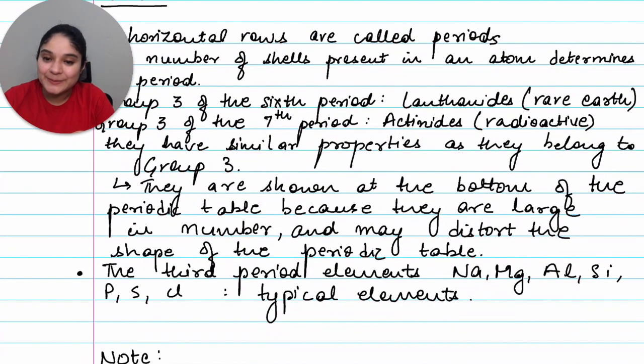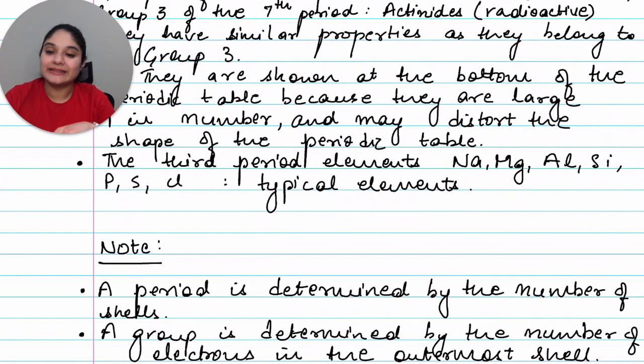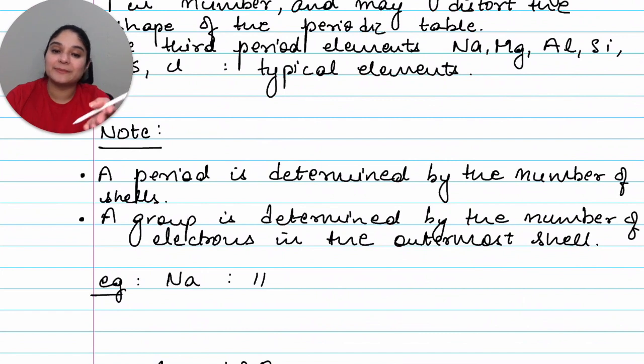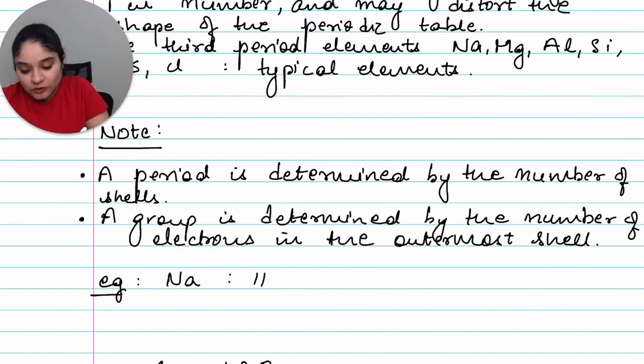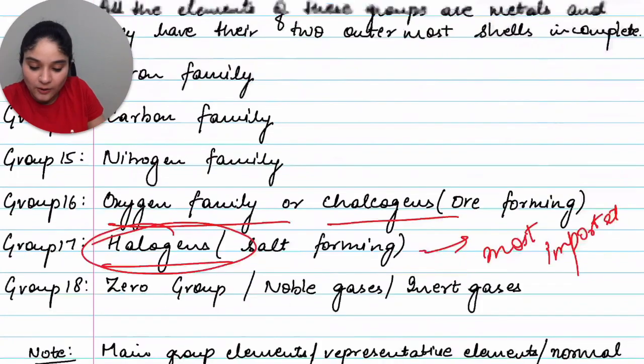The next is the third period elements, that is sodium, magnesium, aluminium. They are typical elements. When we talk about typical elements, we just mean that they show the basic properties of those elements very strongly. Next, a period is determined by the number of shells. A group is determined by the number of electrons in the outermost shell. This is highly important for you to understand. So let's come back to the periodic table.